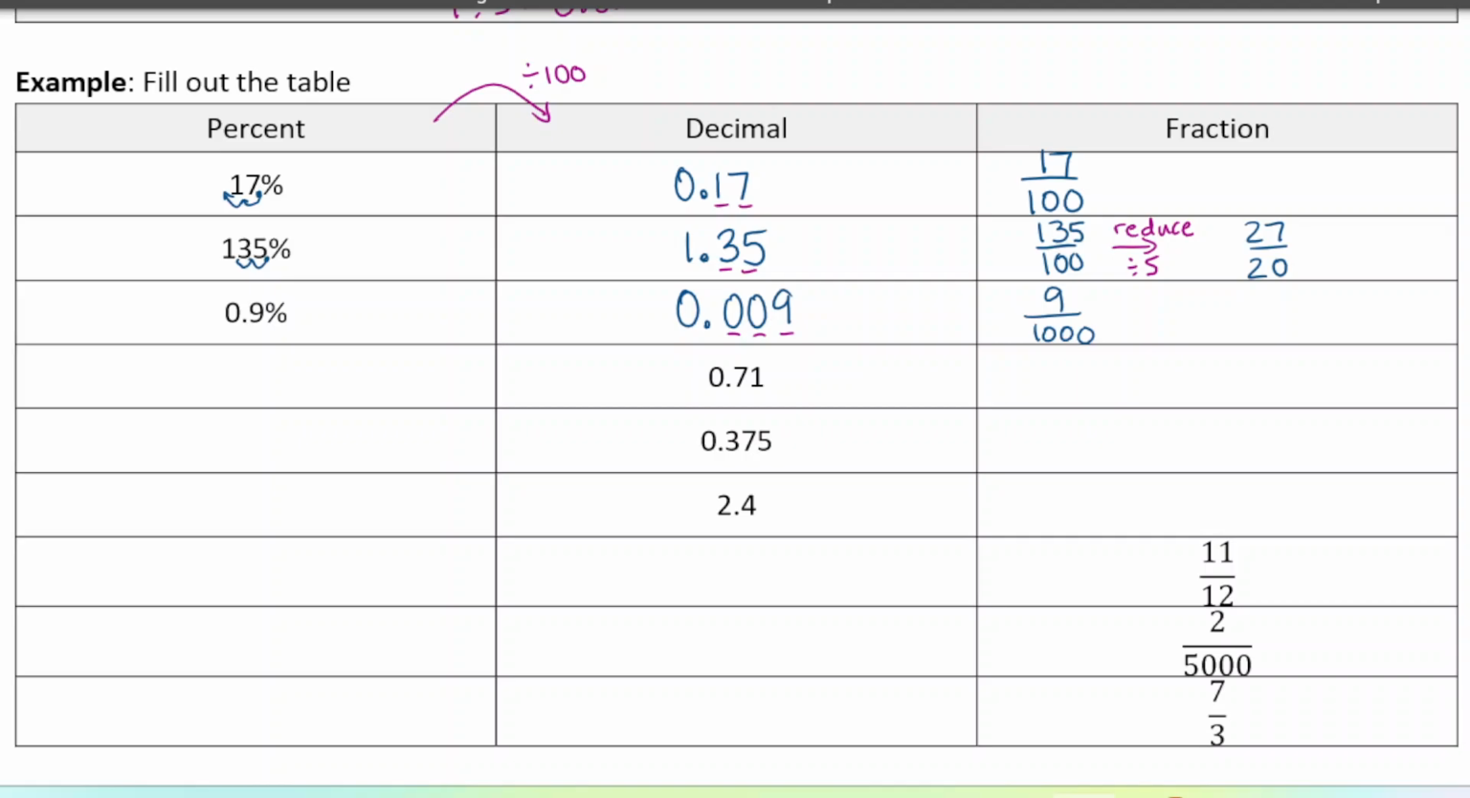So when I go this direction to a percent, I'm going to multiply by 100. So that entails moving the decimal over 2 spots to the right if you want to do this without a calculator. So it becomes 71%. This one becomes 37.5%. And 2.4 becomes 240%. So anytime you have a number larger than 1, you're going to get a percentage that's larger than 100%, which is possible. We're going to talk about some examples where that occurs.